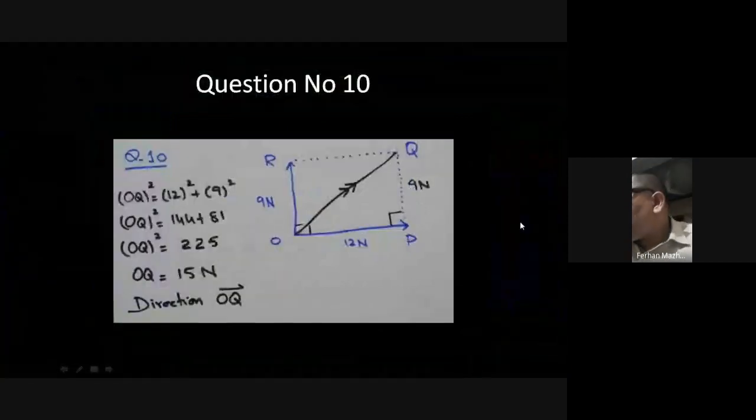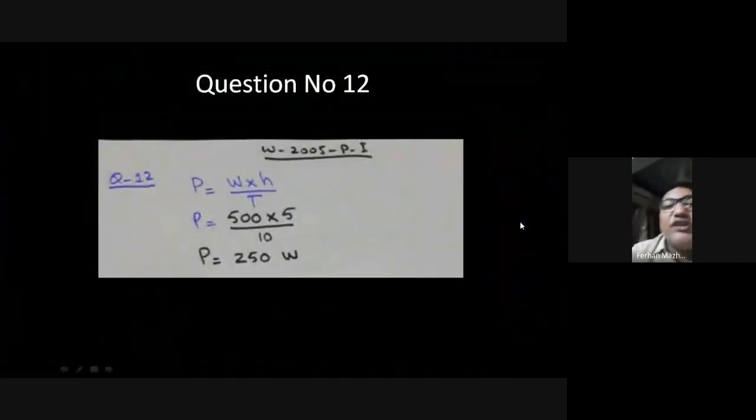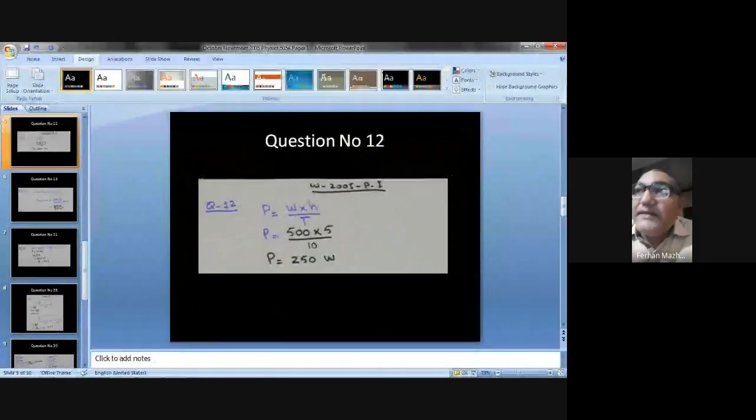So the next question. The power is equal to work done divided by time. That is weight multiplied by height, divided by time. So 500 Newton multiplied by 5 meter vertical height, divided by time, that's 10 seconds. So you will have 250 watt. So the power developed is 250 watt. I think.